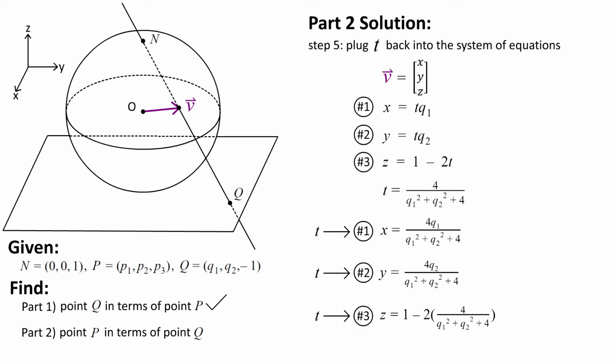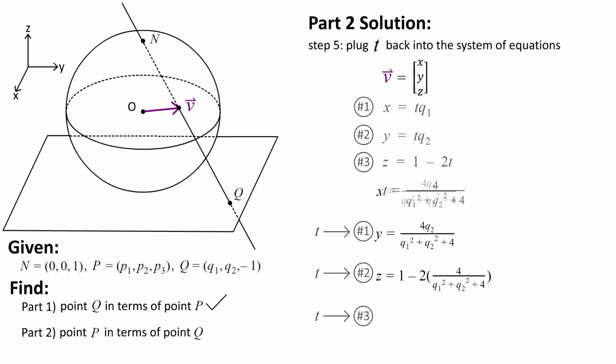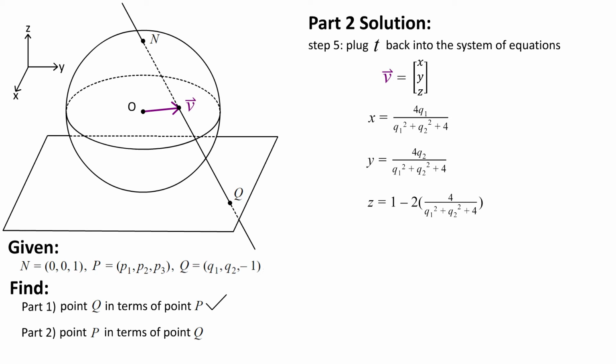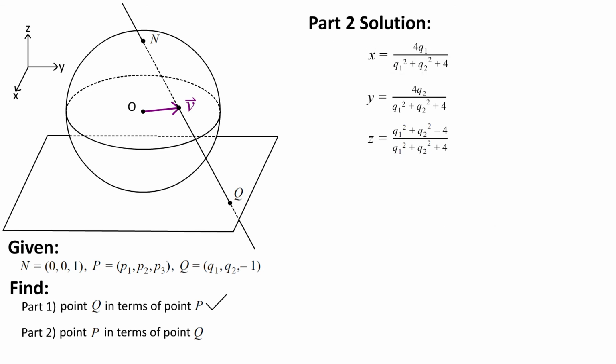And then into equation 3 gives us that z equals 1 minus 2 times 4 over (q1 squared plus q2 squared plus 4). If we take a look at our value of z, we see that it can be cleaned up a bit. Forming a common denominator out of the 1 and multiplying the 2 and 4 together, z then turns into this expression. This expression then reduces to (q1 squared plus q2 squared minus 4) over (q1 squared plus q2 squared plus 4). We know that these x, y, and z coordinates belong to the vector whose head lands on point P, therefore they really are just p1, p2, and p3 in disguise.